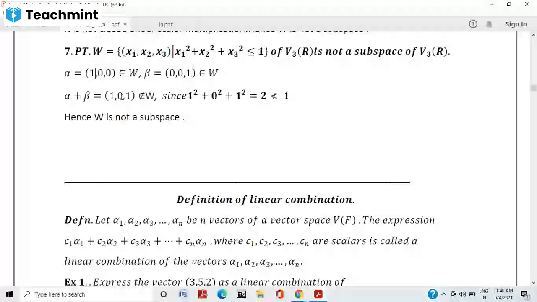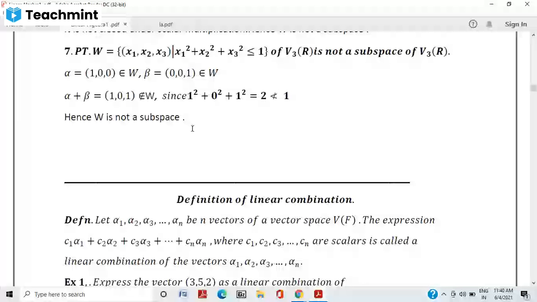Now here what do we get? 1 square plus 0 square plus 1 square. What is it? 1 plus 1, 2. It is not less than or equal to 1. Then it doesn't satisfy the condition. Then it is not a subspace.